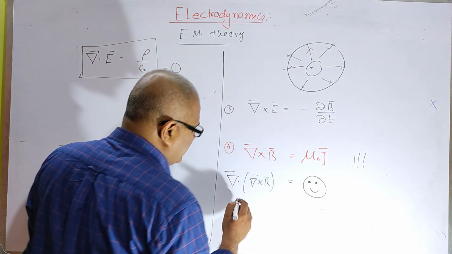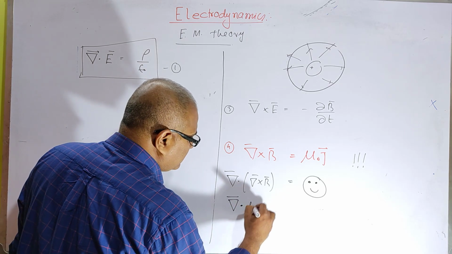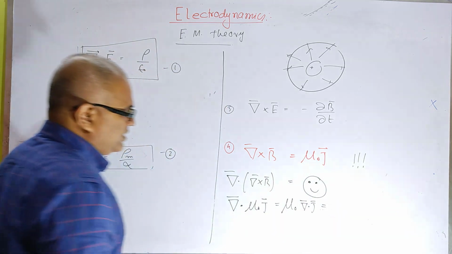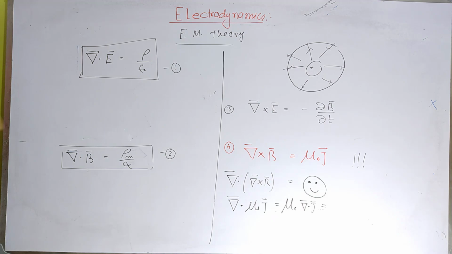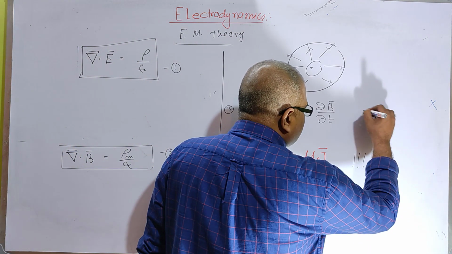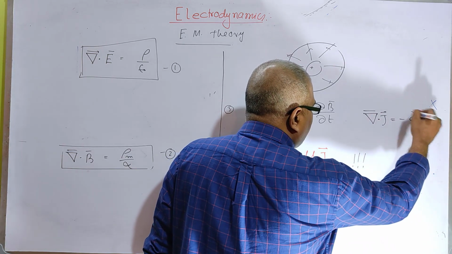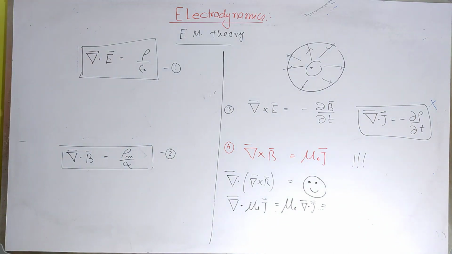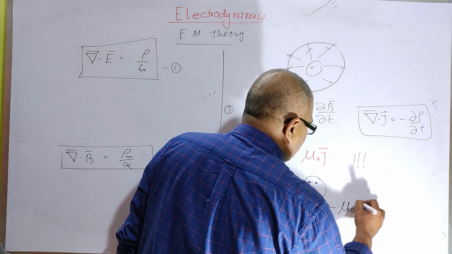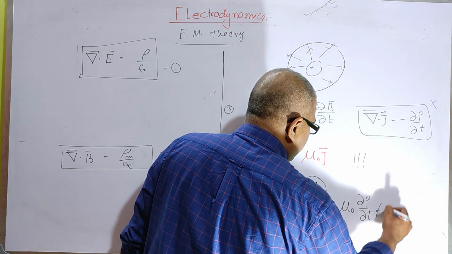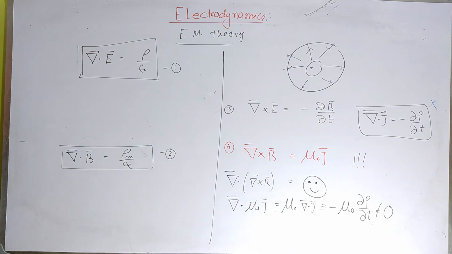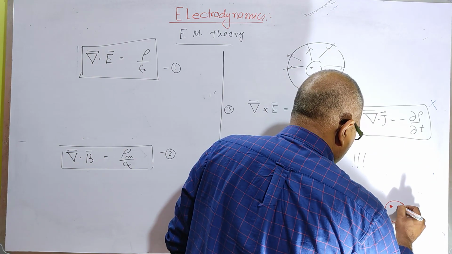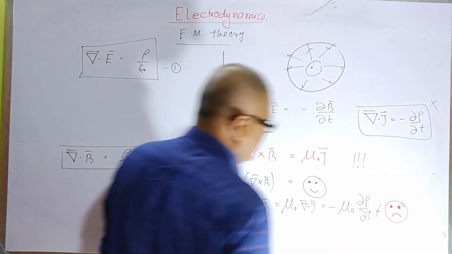So if you take the divergence on the right hand side, mu naught is a constant. Wait, again there is a bouncer, and the bouncer says that the continuity of charge says divergence of J equals to minus del rho del t. So in general this is not 0. How is it possible? And this is not equal to 0, so there is something wrong.